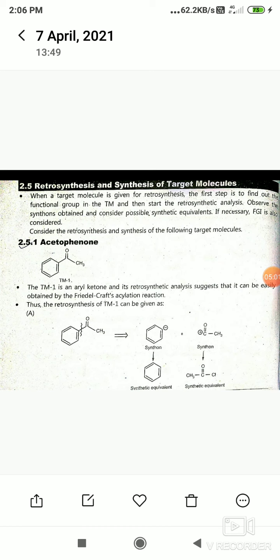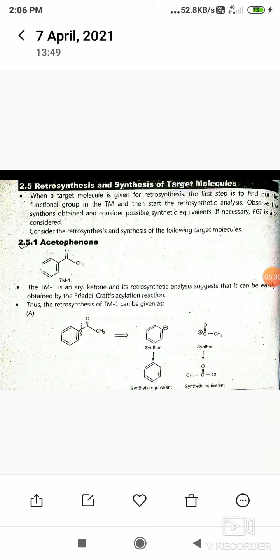Then retrosynthesis and synthesis of target molecule. The example is acetophenone. Acetophenone is a target molecule. First, there is a disconnection of the acetyl group, then the formation of negative charge on benzene ring and positive charge on carbonyl carbon. Then there is a presence of two synthons.